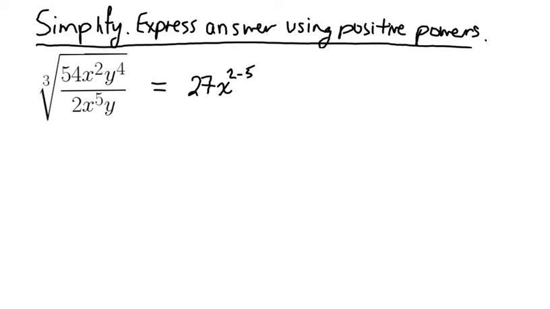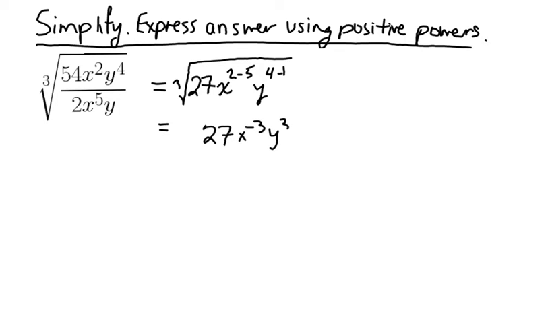So we're going to get x to the 2 minus 5. Again, there's division happening between our y's, so we can subtract the powers to get y to the 4 minus 1. And all of this is still within our original cubed root. Simplifying our powers a little bit, we're going to get 27 x to the negative 3, y to the 3.